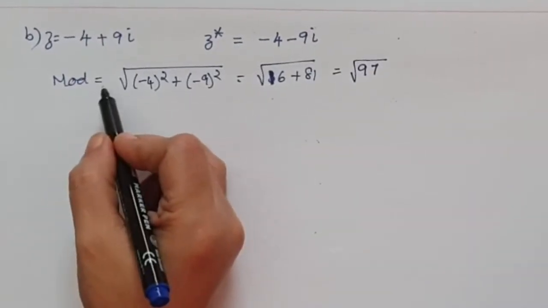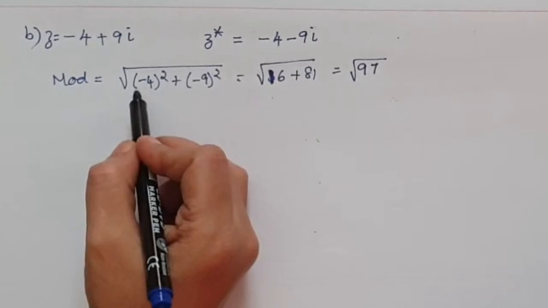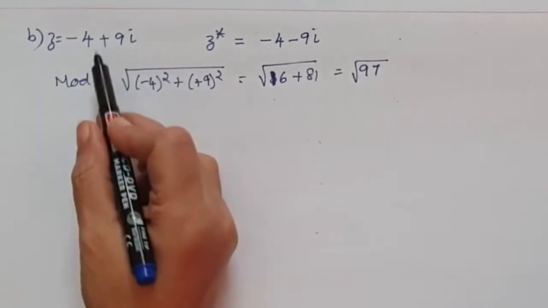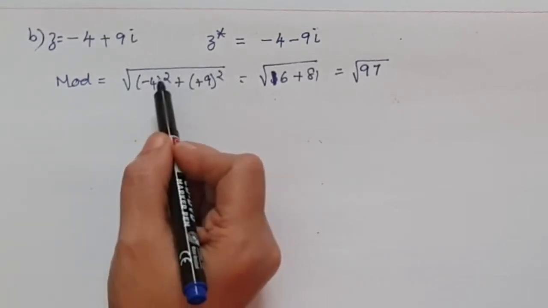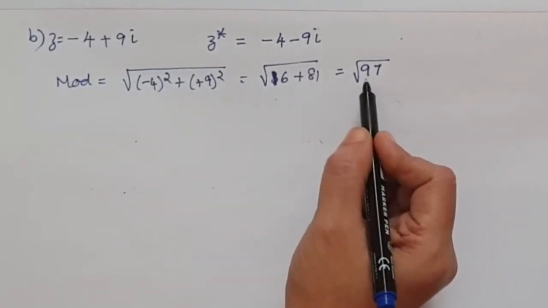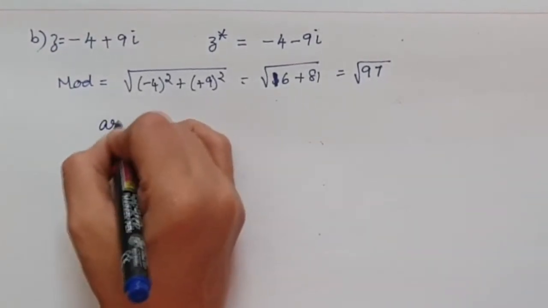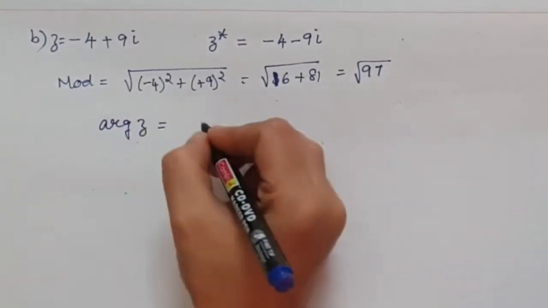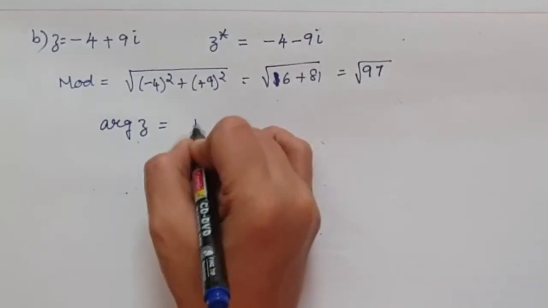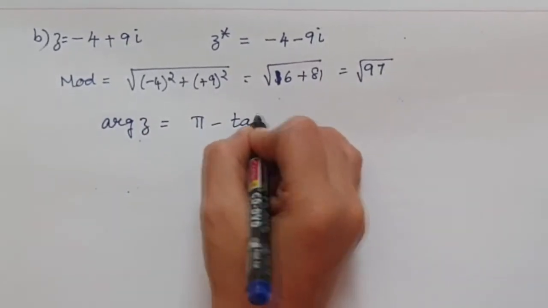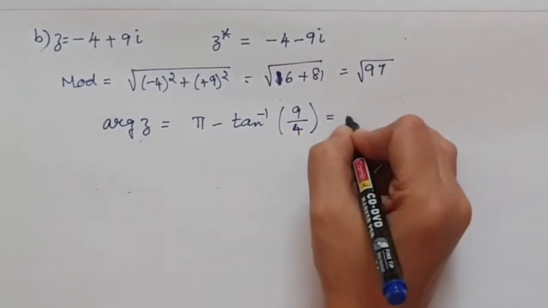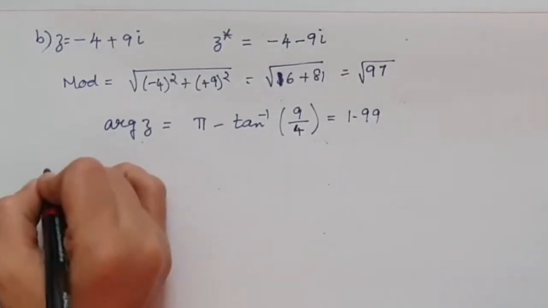So the modulus of z is square root of minus 4 square plus 9 square. Minus 4 square, when you square it, it is 16. 16 plus 81 will give us 97. Then the argument of z will be, it is in the third quadrant. So it will be pi minus tan inverse of 9 over 4. So it will give us 1.9.